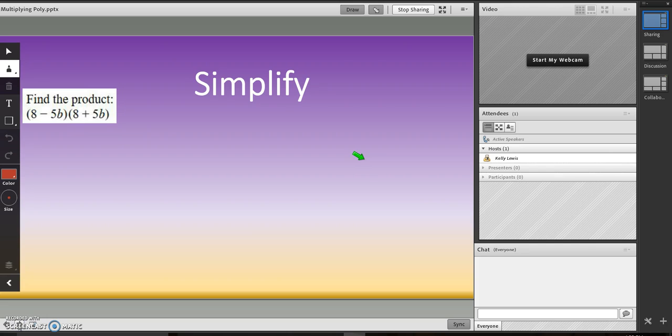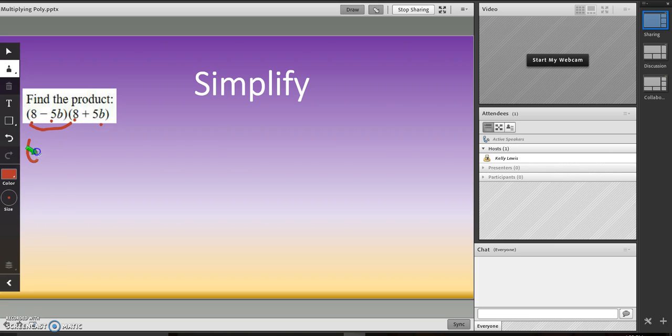Let's do another one. Right here, notice it is the exact same thing except they're different signs. Like it's an 8 and 8. It's a 5b and a 5b, except one's plus and one's minus. So notice that pattern, and then notice what happens.